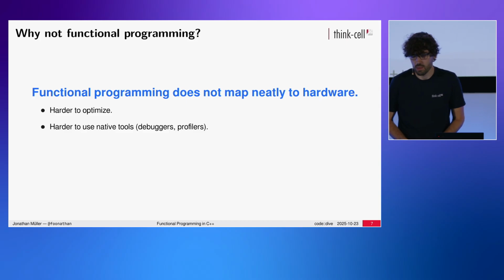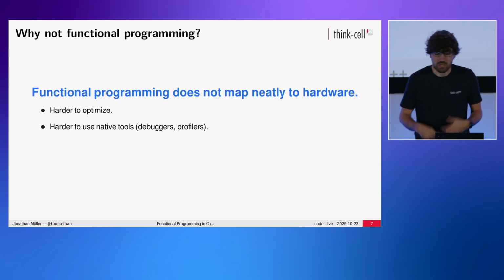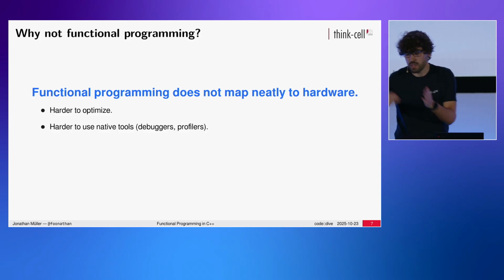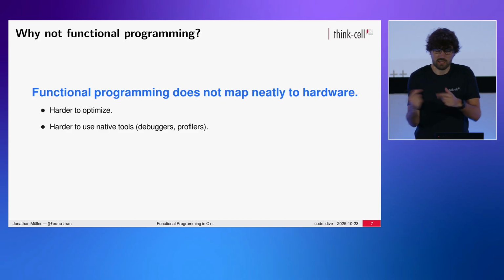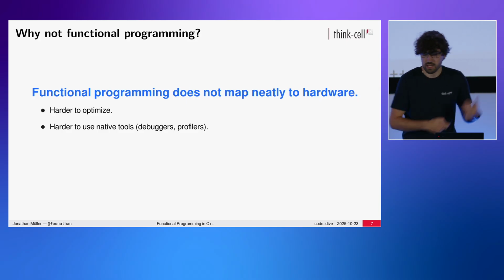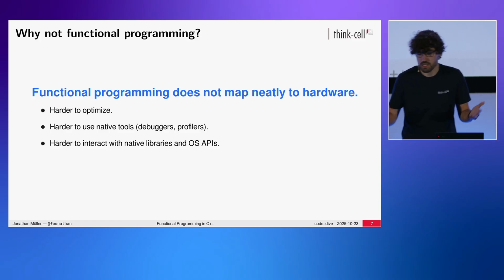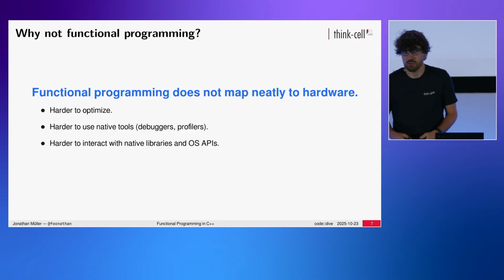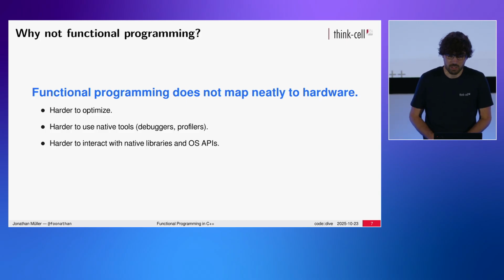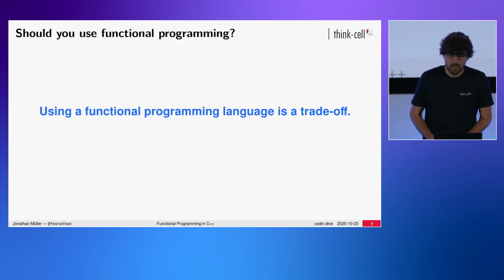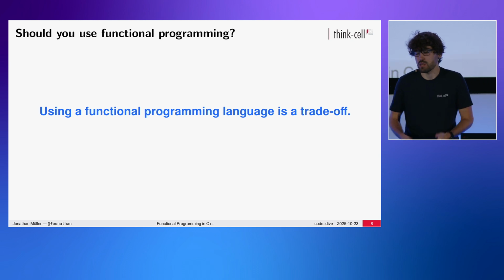by hand. It's harder to use native tools like debuggers or profilers because they sort of work by looking at the assembly code, and you can't directly map the assembly back to the functional programming high-level code in a very easy way. It's harder to interact with native libraries and their OS APIs because those aren't written in functional programming languages, so you have some sort of abstraction layer in between. So using a functional programming language is a trade-off.